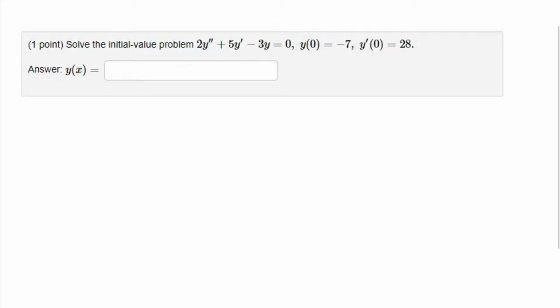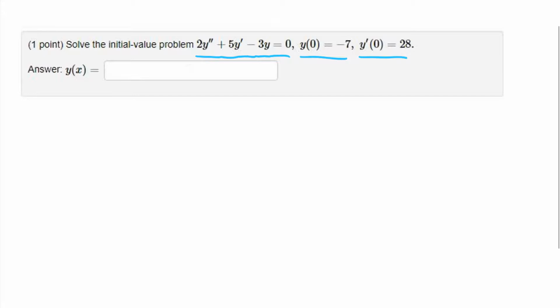Okay, so in this question, we want to solve the initial value problem 2y'' + 5y' - 3y = 0. And we're given initial conditions: y(0) should be -7 and y'(0) should be 28. So this is a second order linear homogeneous differential equation with constant coefficients.